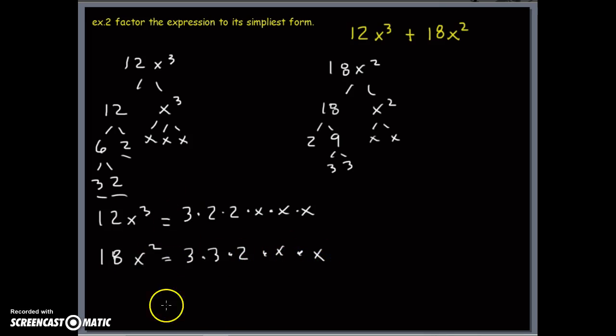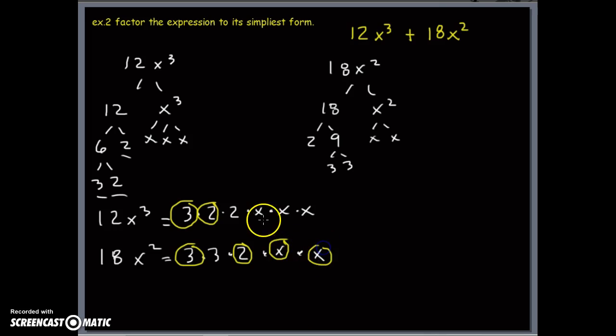So now our second step is to look for common factors. Both of them have a 3 that's being multiplied, so we can go ahead and pull 3 out. And both of them have a 2 that's being multiplied, so we can also pull 2 out. And then they both have 2 x's that are being multiplied. They've got 1, 2 here, and then there's 2 x's being multiplied up here. So we can go ahead and pull all of this out.